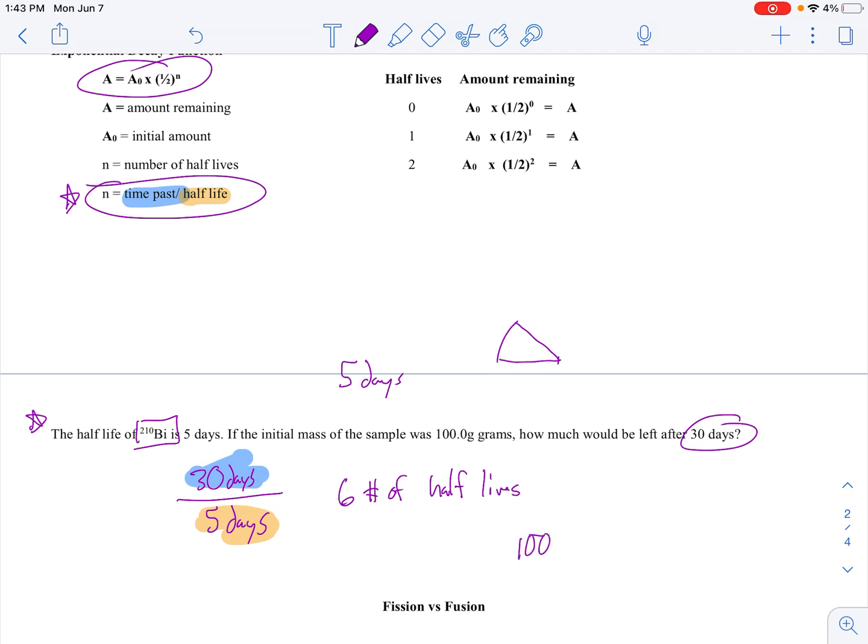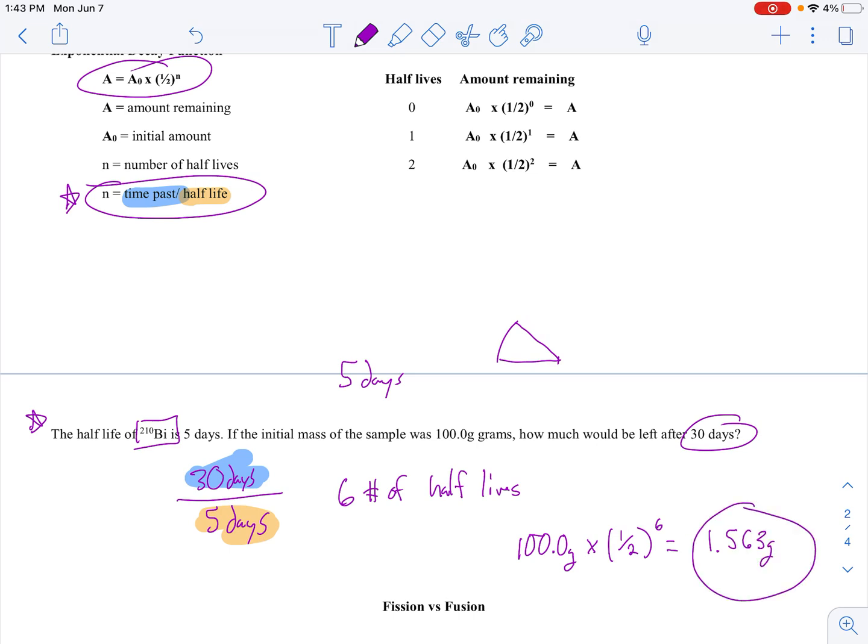And then we're going to take our initial amount, 100.0 grams. We multiply it by 1/2 to the 6th power. And that's going to tell us how much is left over. So I plugged that into my calculator, and I get 1.563 grams.